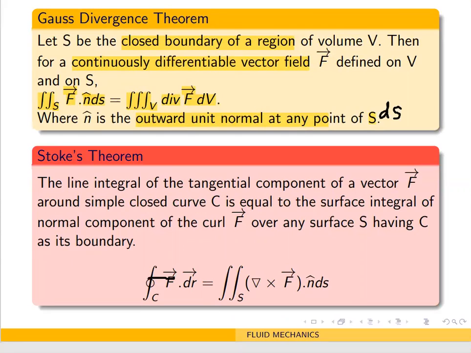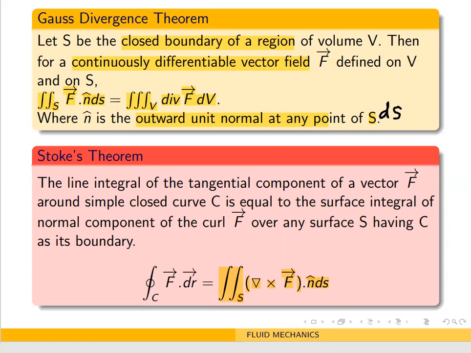So we have the line integral, right? That is equal to the surface integral. So line integral f dot dr is nothing but surface integral curl f dot n ds, where n is the outward unit normal at the small surface ds. So you can convert line integral to surface integral or surface integral to line integral.